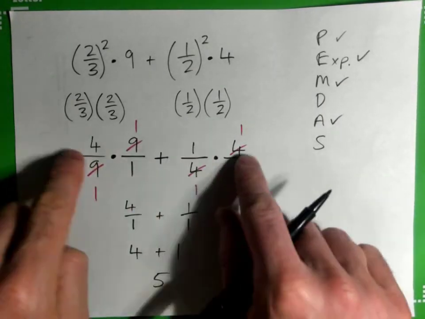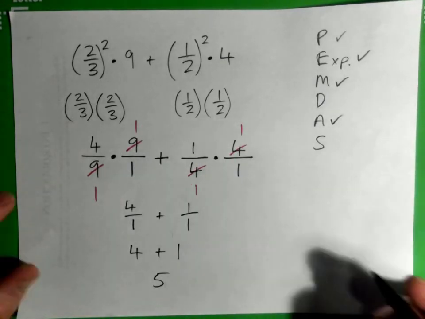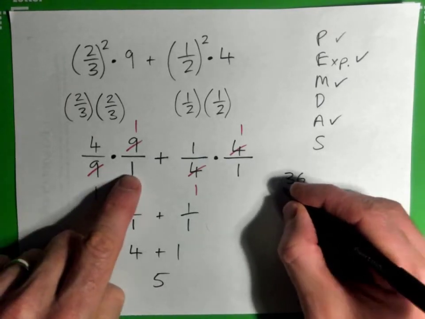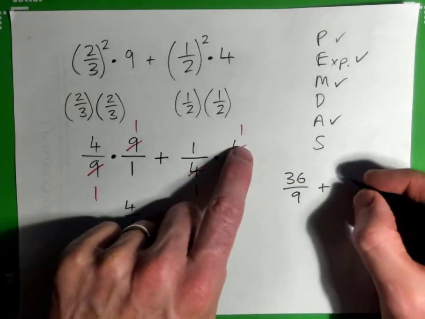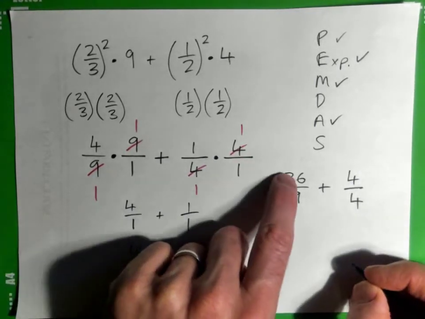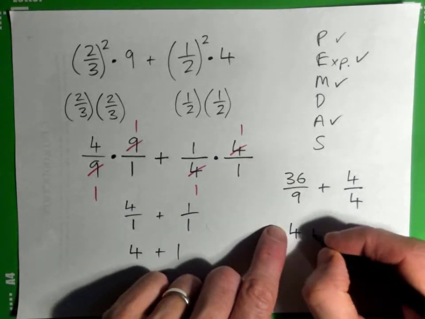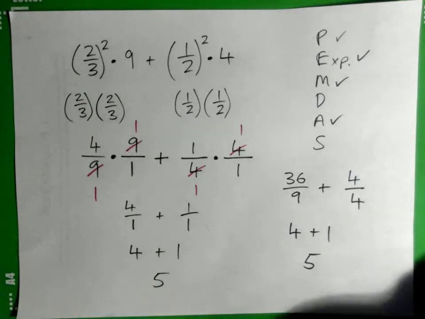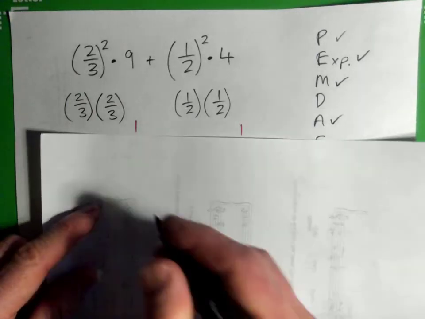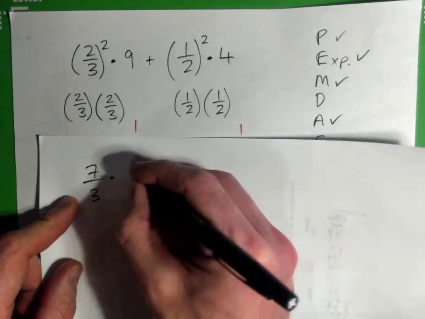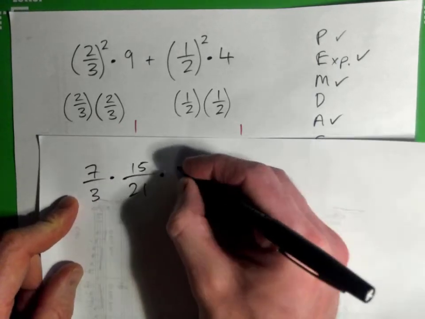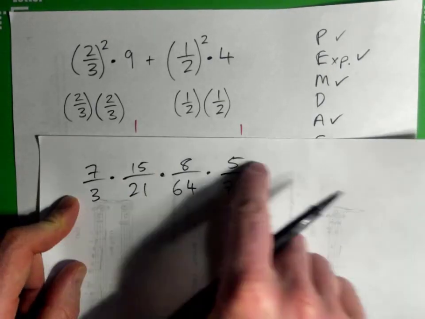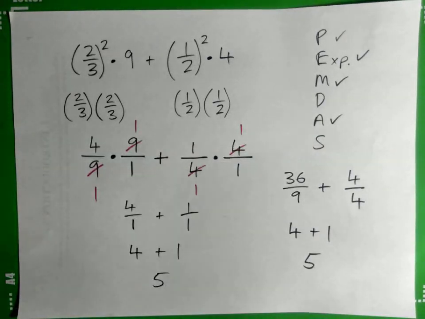We didn't have to simplify here. I just like y'all to do that because it's a good idea. If you multiplied, like if you went 4 times 9 is 36, and 9 times 1 is 9, you got 36 over 9, and here 1 times 4 is 4, 4 times 1 is 4. So 36 over 9 makes 4, and 4 over 4 makes 1, and that's 5. So that's okay, and in this case it doesn't really matter. But cross-cancelling is really useful when we have more complicated fractions like 7 over 3 times 15 over 21 times 8 over 64 times 5 over 75. That type of thing you want to cross-cancel before you multiply, right? So, anyway. Okay, good job.